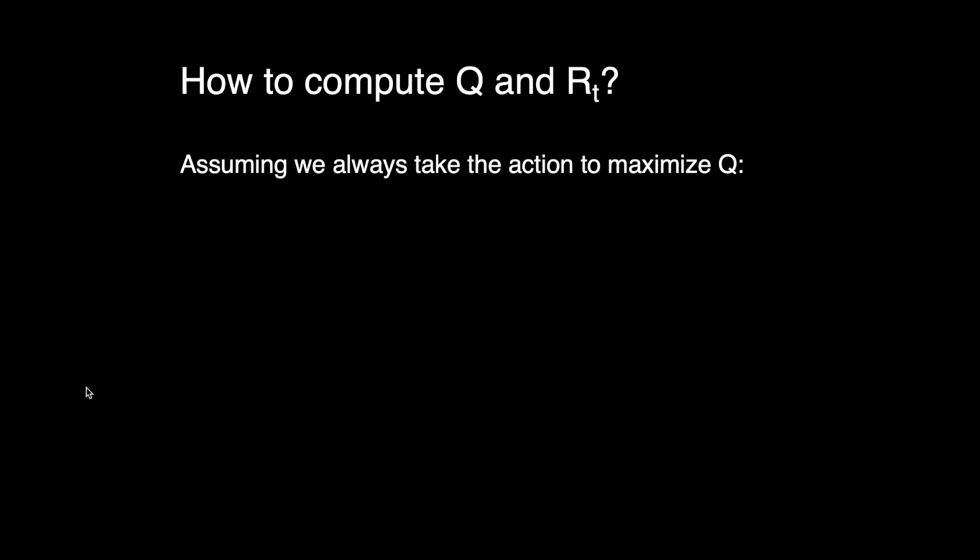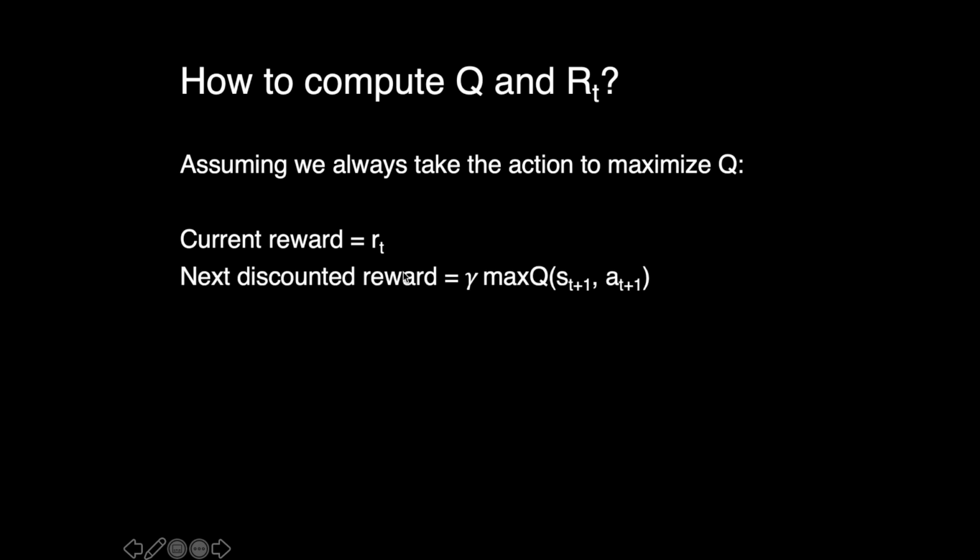Now, let's get back to the thorny question of how to compute Q and the discounted total rewards. Assuming we always take the action to maximize Q, we have the current reward, which is just R_t. The next reward is going to be discounted, which is why we have gamma, the discount factor here. The Q function is going to return the total reward given that the agent takes the action that's going to maximize the reward in the next state of the environment.